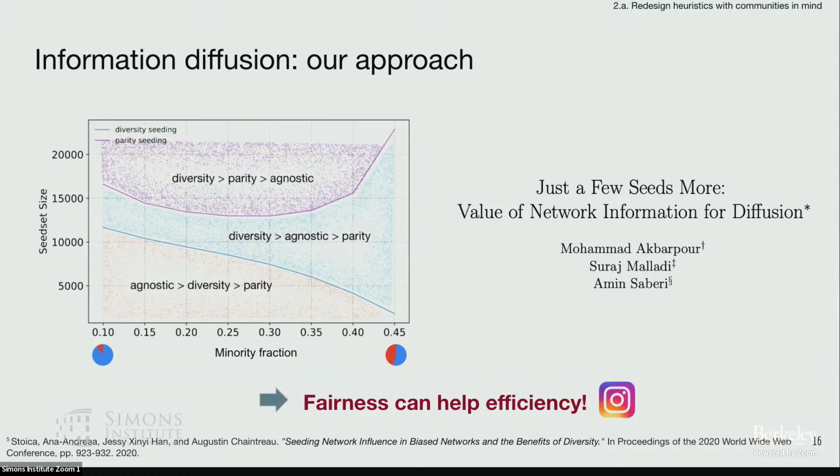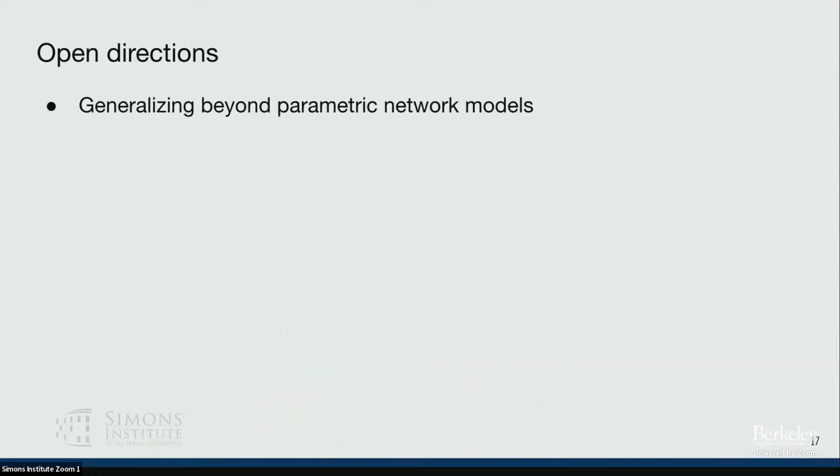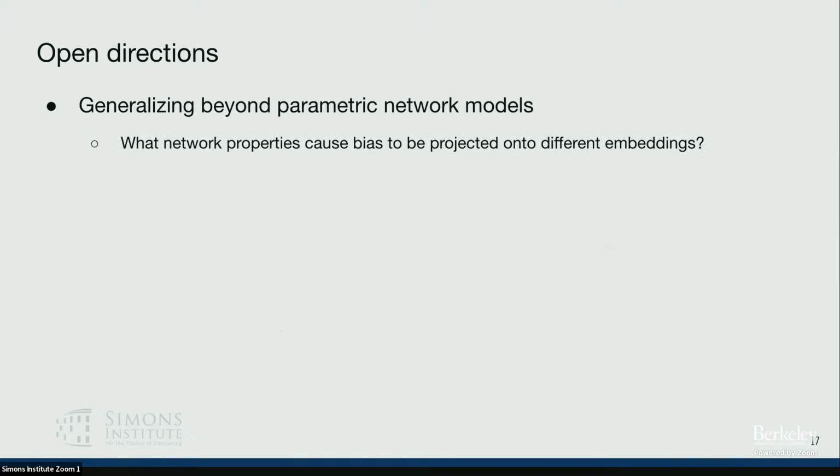So I want to end here and just discuss very quickly open directions, because I think some of them we've discussed, and maybe some of them will be topics of the reading groups. I'm happy to talk about any of this. Some of them I've started to think about, but some of them I have not. The first one is generalizing beyond particular parametric network models and thinking about what specific properties can cause this kind of difference between groups to be projected onto different embeddings.